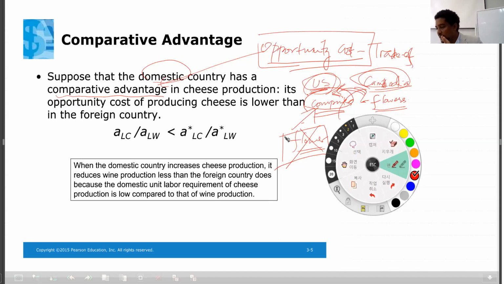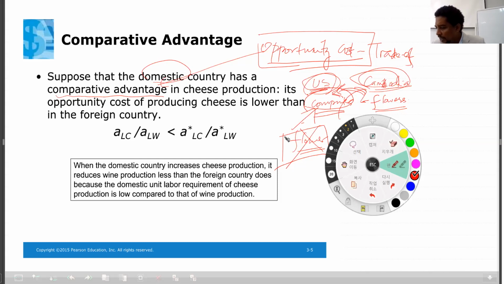So throughout this, the examples are given where we consider opportunity cost to be less when we think of taking advantage of involving in international trade. Okay. So we say a domestic country has a comparative advantage in cheese production. It means that its opportunity cost of producing cheese is lower than the opportunity cost in the foreign country, okay? So you have to produce cheese, okay?